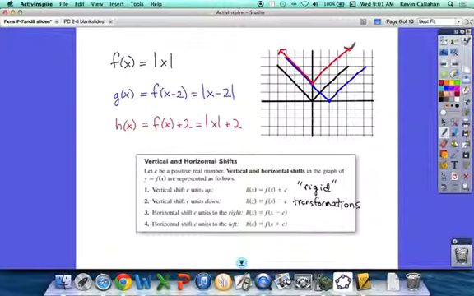Right. All these together are called rigid transformations. Rigid meaning they don't change the shape. They're just taking the same shape and moving it around like this.